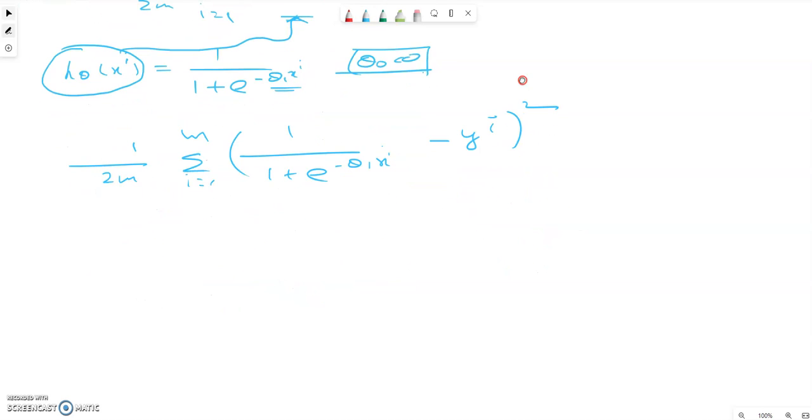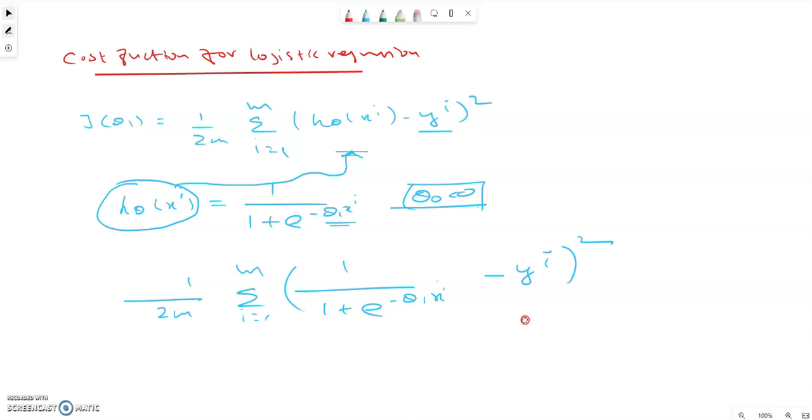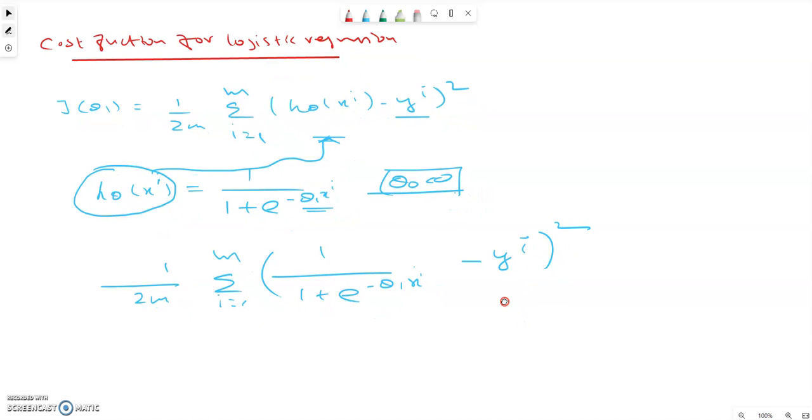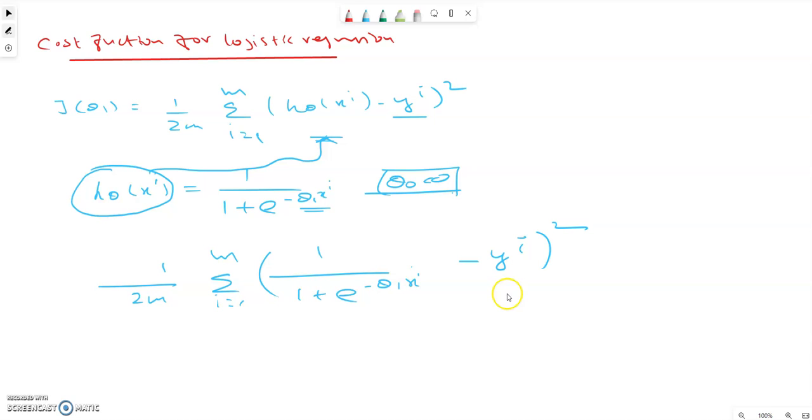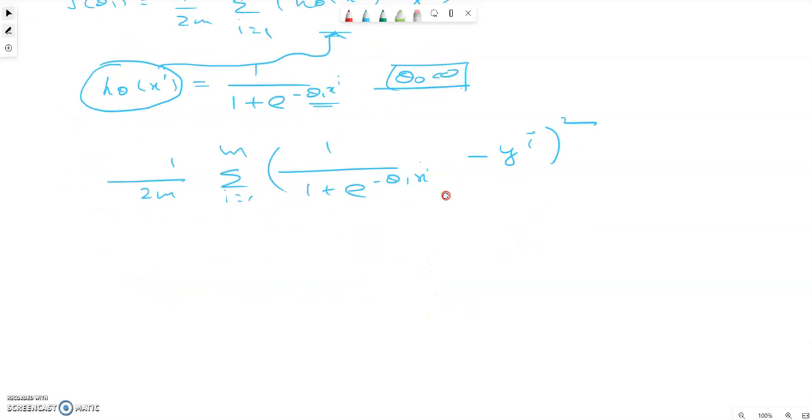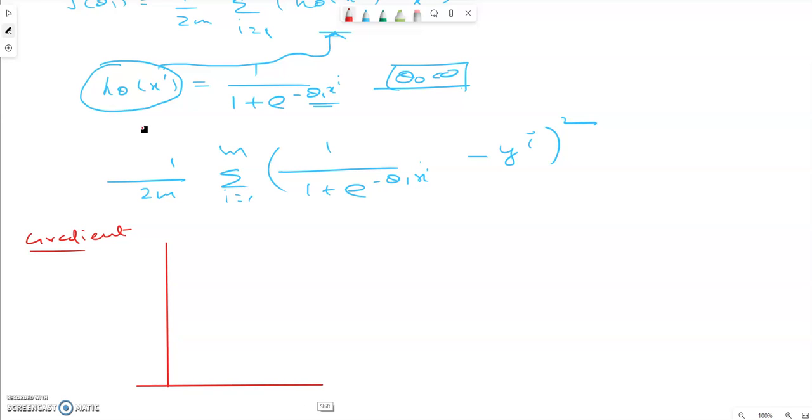Now, can we use this equation? Actually, we cannot use this equation. We have a problem here. We cannot use this cost function for a logistic regression because of gradient descent. Suppose we have a gradient descent like this. Let me take another sketch. Our gradient descent graph will look something like this in this case.